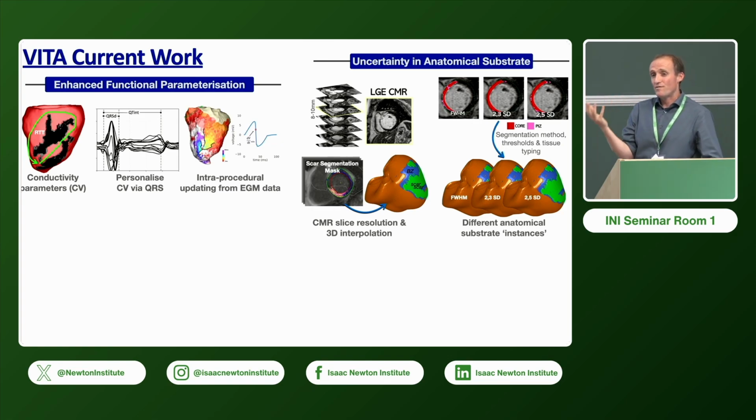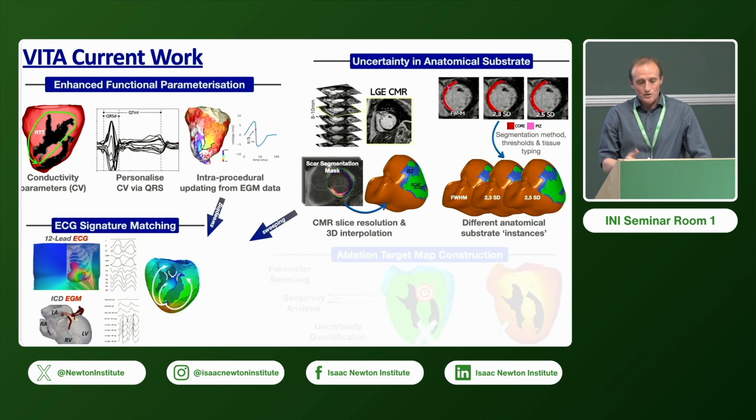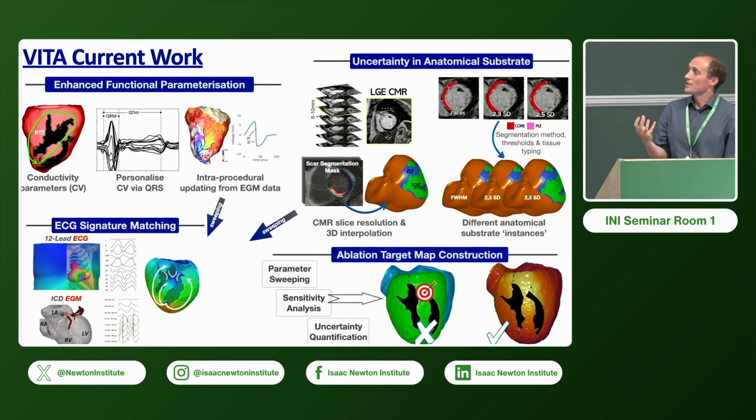Now, because Vita is so fast, it opens up the possibility to reconstruct multiple different instances of anatomical models with different scars that have been created from different segmentation methods, different thresholds, for example. Then we can run Vita over all of these models simultaneously, producing these ECGs, which we can map back to the clinical ECG that the patient presented with and see which one fits the best. That will give us a bit more confidence that the model we're using actually matches the substrate of the patient themselves.